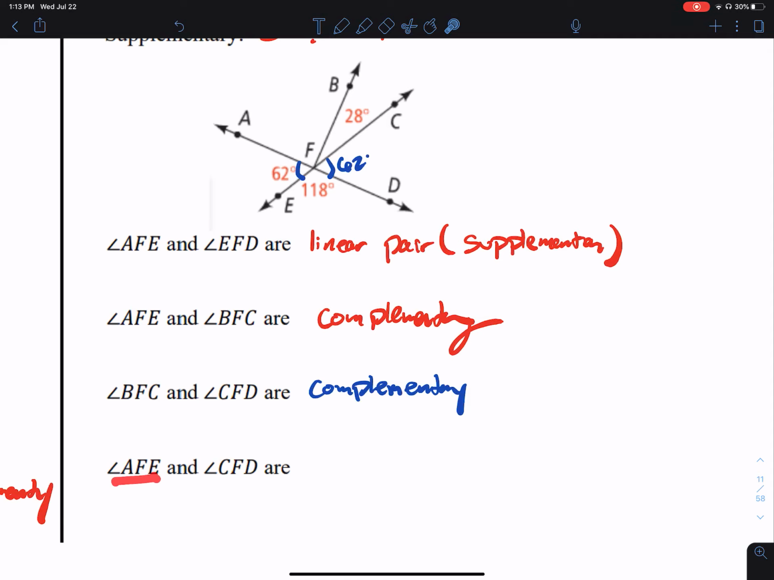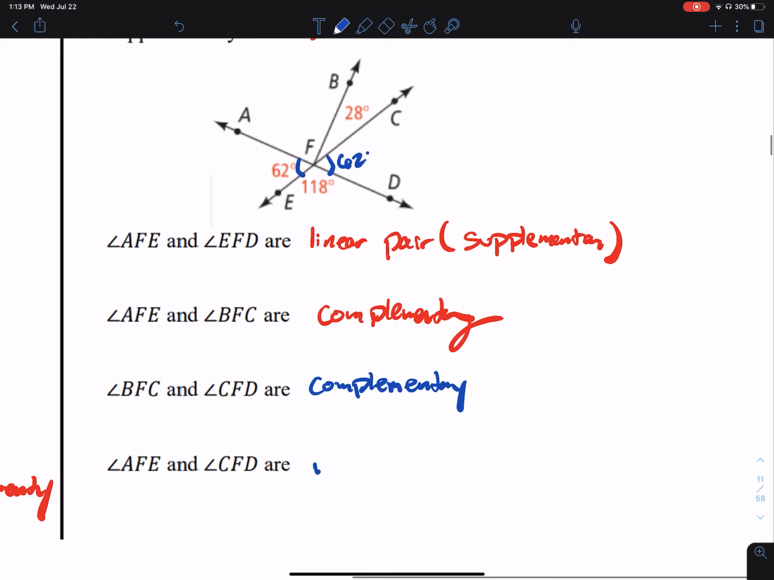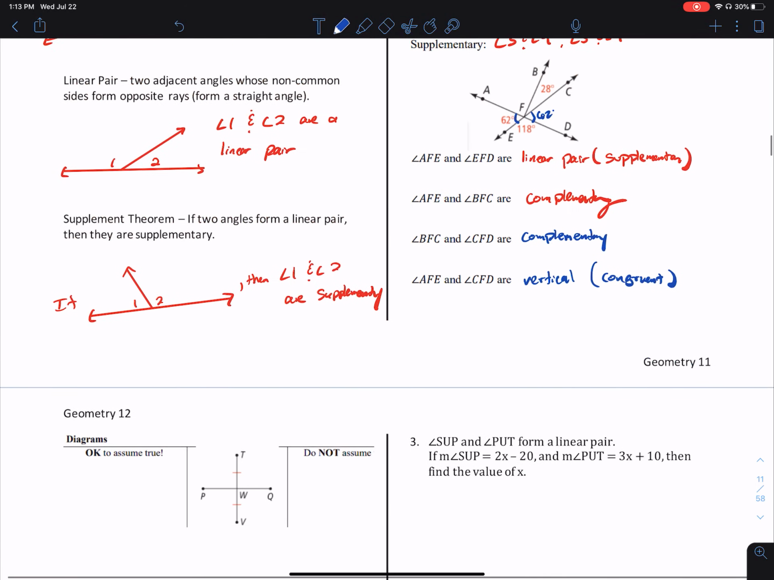Angle AFE, that's this one again, it's a popular angle, and angle CFD, that's this one here. Those are vertical angles. You could also say they are congruent, because vertical angles are always congruent.